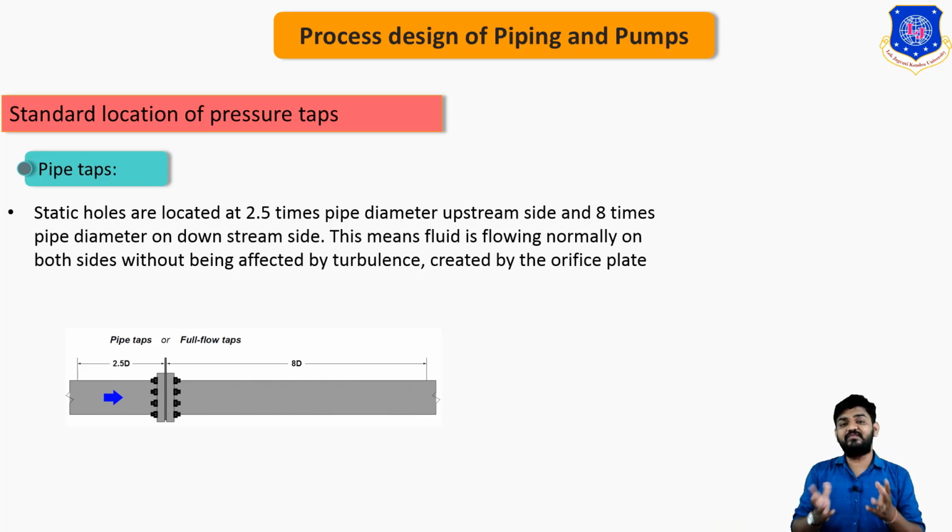Well, in the next video we will understand how we can calculate mass flow rate from this particular orifice meter, and we will try to solve different numericals based on this particular flow meter, right? And then we will also understand different flow meters as well.